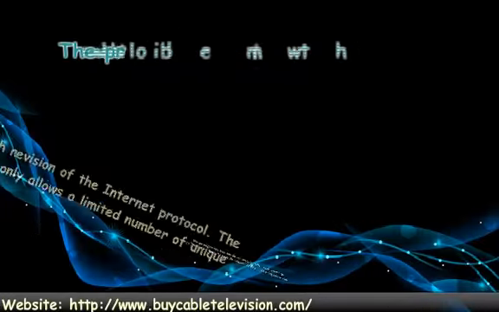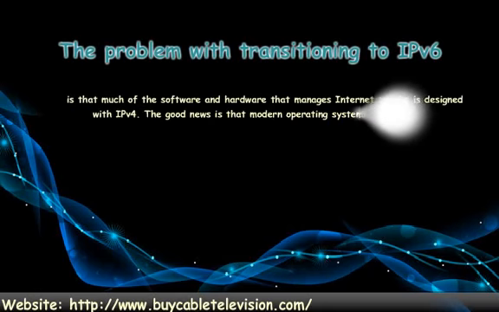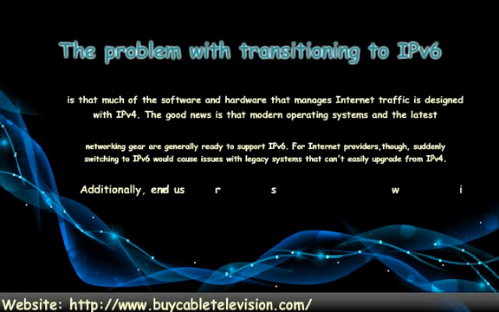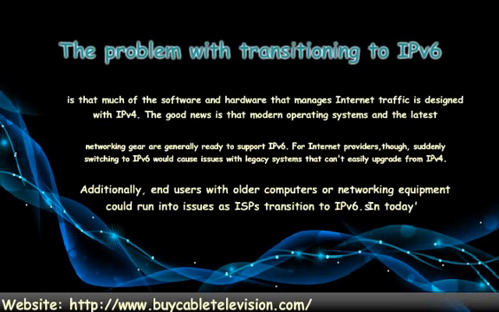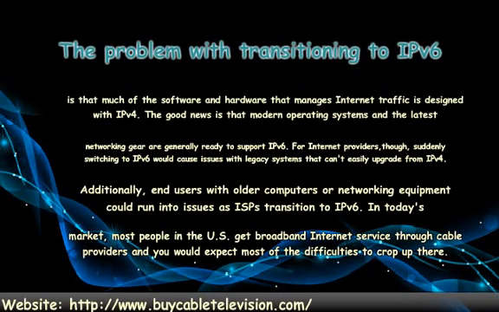The problem with transitioning to IPv6 is that much of the software and hardware that manages internet traffic is designed with IPv4. The good news is that modern operating systems and the latest networking gear are generally ready to support IPv6. For internet providers, though, suddenly switching to IPv6 would cause issues with legacy systems that can't easily upgrade from IPv4. Additionally, end users with older computers or networking equipment could run into issues as ISPs transition to IPv6.